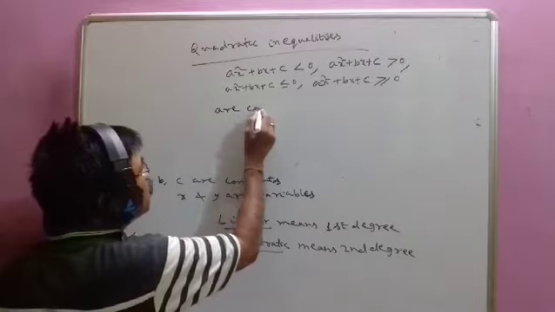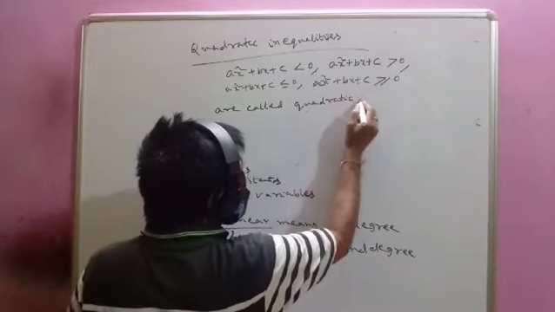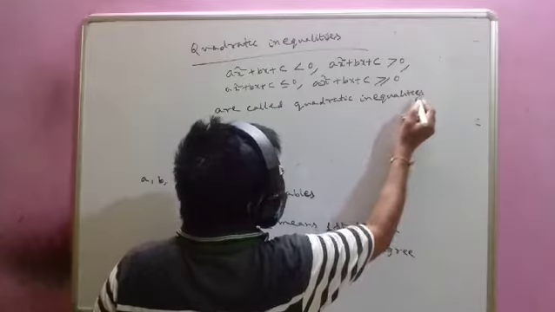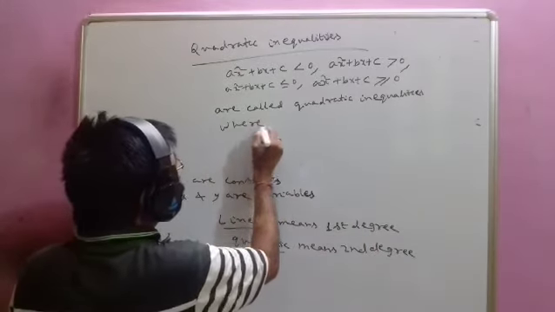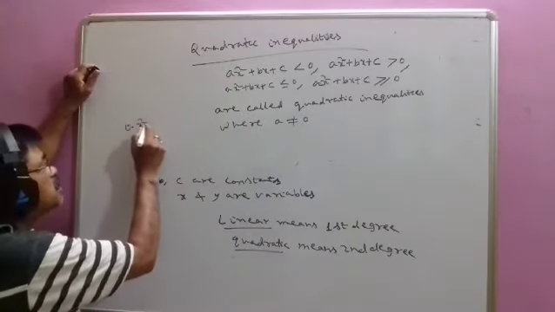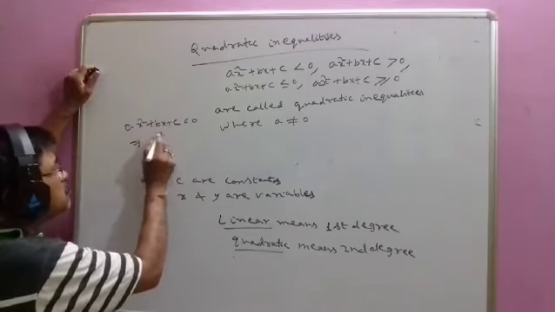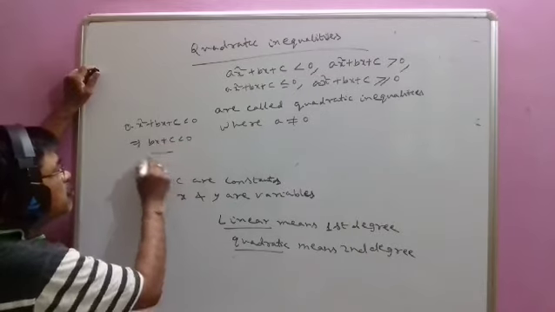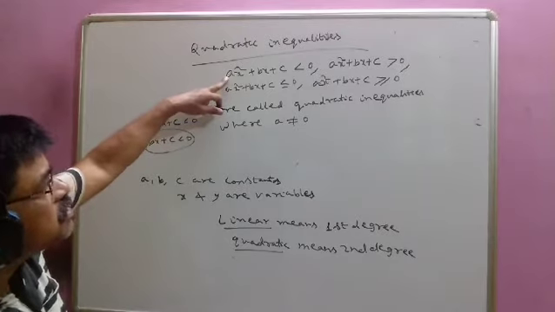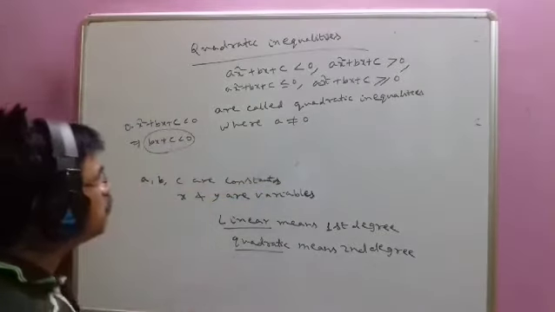You write, are called quadratic inequalities. Where a is not equal to 0, because if you say a is 0, you see this will be 0 into x square plus bx plus c less than 0. So 0 plus bx plus c less than 0, then it will not be quadratic, it will be linear. So the restriction is that the coefficient of x square must be non-zero. Not 0 means non-zero, other than 0. It may be 1, maybe 2, maybe minus 1, maybe minus 3.